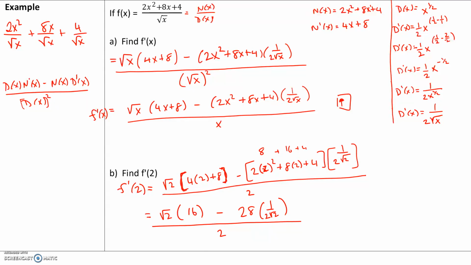So let's simplify this even further. 16 times radical 2, that's just going to be 16 radical 2. Now the 28 and the 2, these are going to cross cancel. The 2 goes into itself once, and it goes into 28 14 times. So we're left with minus 14 over radical 2. All of that is going to be divided by 2. This you can put into Desmos, or you can split this up even further. You can split this up as 16 radical 2 over 2 minus 14 over radical 2 all over 2.